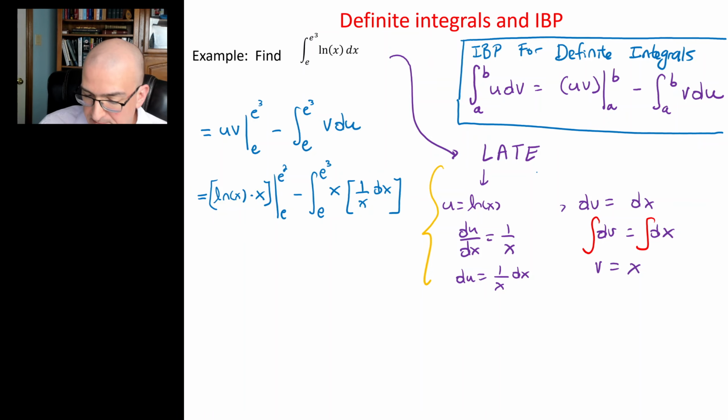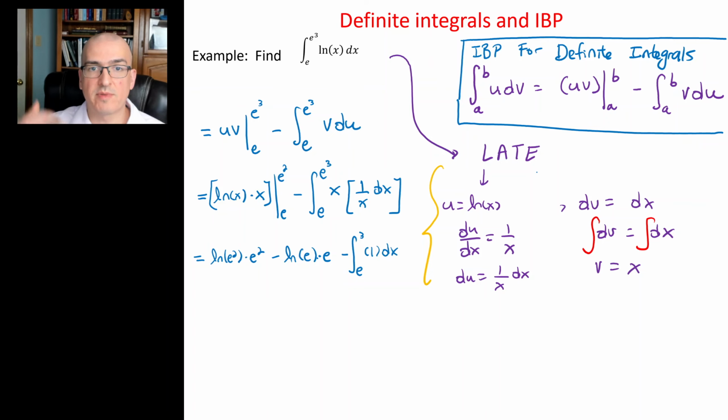Let's clean this up. Actually, look at the first part. We can evaluate it. We have the ln of e cubed times e cubed for the top bound being plugged in. Now I'm going to plug in the bottom bound minus ln of e times e. And then we have minus the integral from e to e cubed of just 1 dx. We have an x on top and 1 over x multiplied by it, so that's just going to be x over x, which is 1.